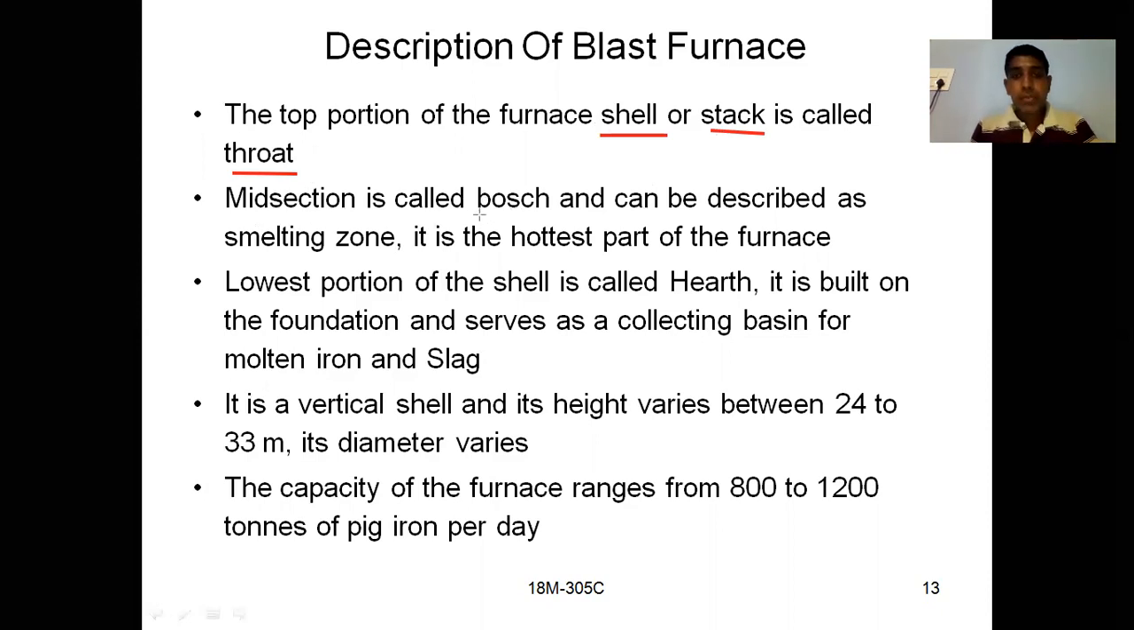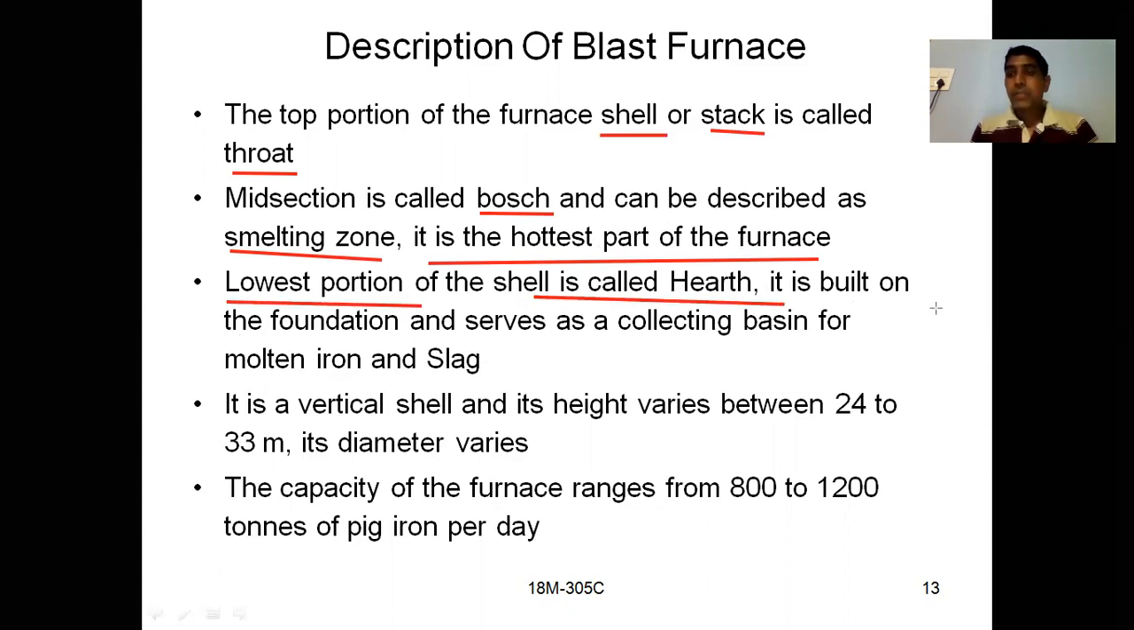The middle section of the furnace is known as the bosh. These are very, very important. The top portion is known as the throat, and the middle section is known as the bosh, which is the smelting zone. That means it is the hottest part of the furnace. After that you have the lowest portion, which is known as the hearth.